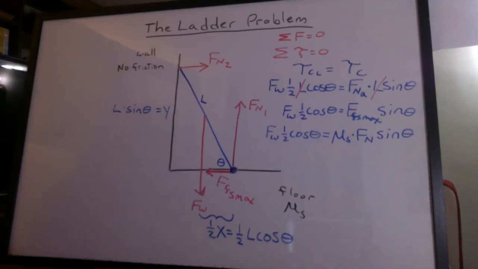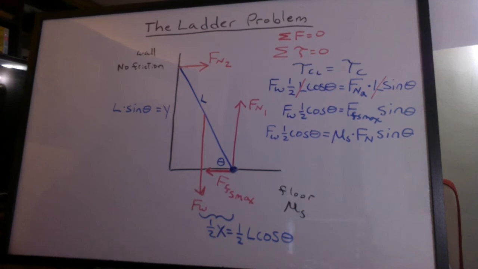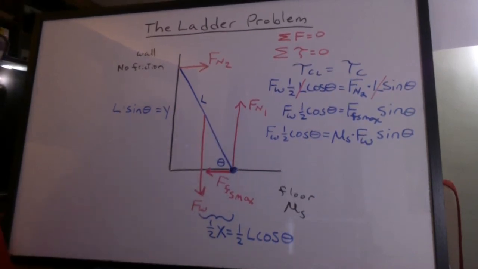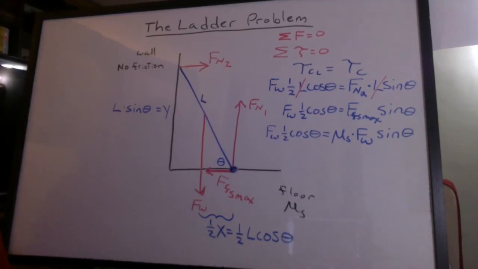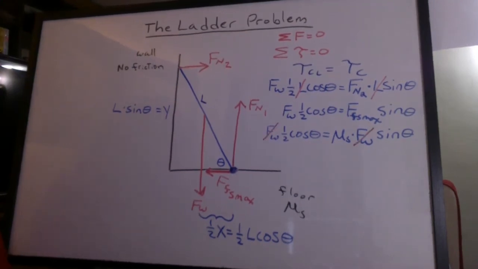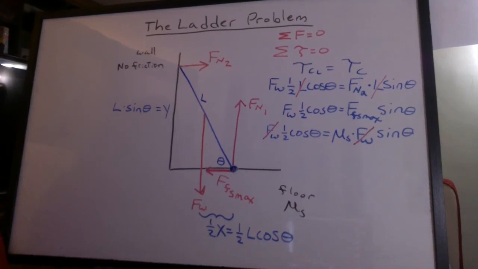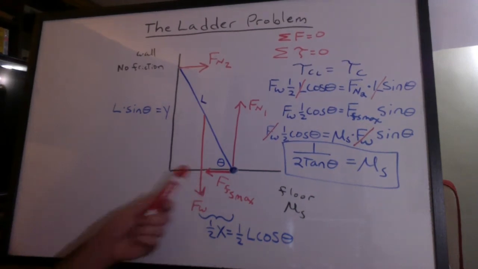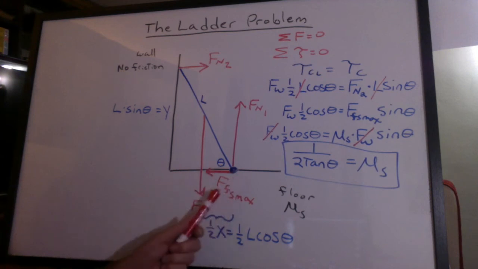Yes, mu s times Fn is the maximum force of static friction. And do you know what Fn is? That's this Fn1. And that's equal to Fw. So what happens to the Fw? Now the weight cancels too. Can you see what mu s equals? 1/2 tan theta. Now that's not any theta. That's the angle at which we reach the point where we start to slip out and break static friction.